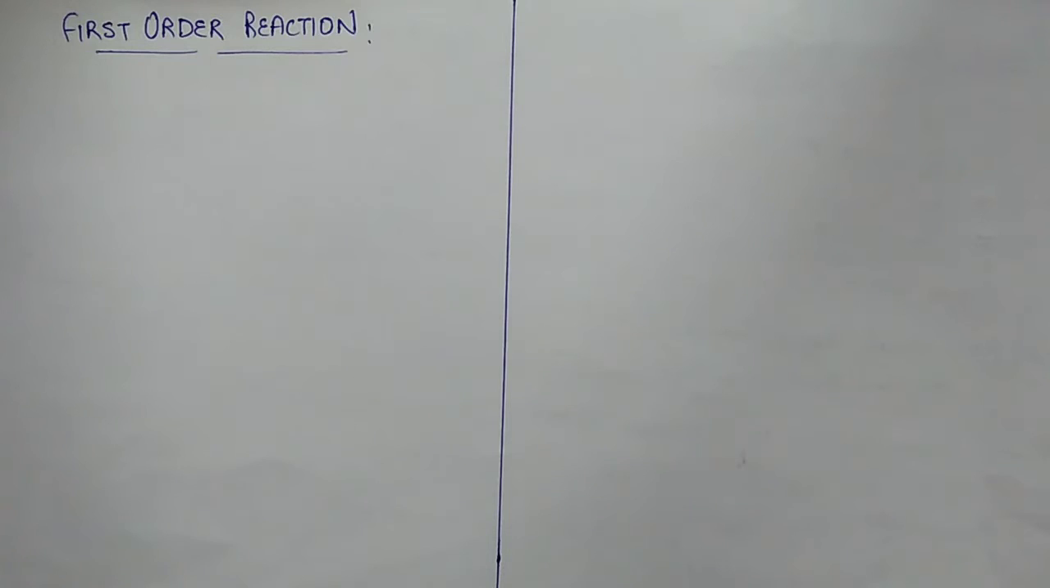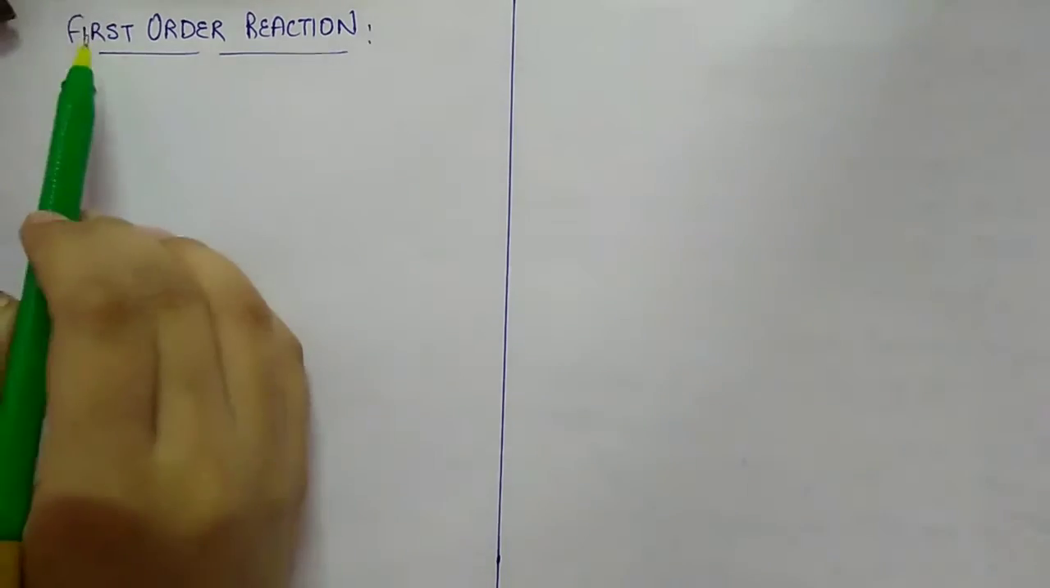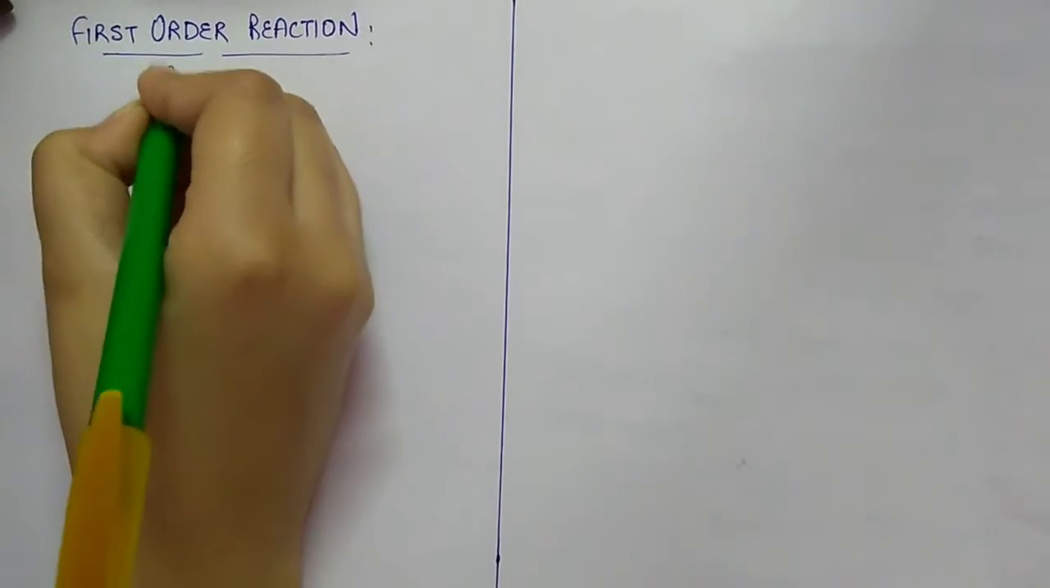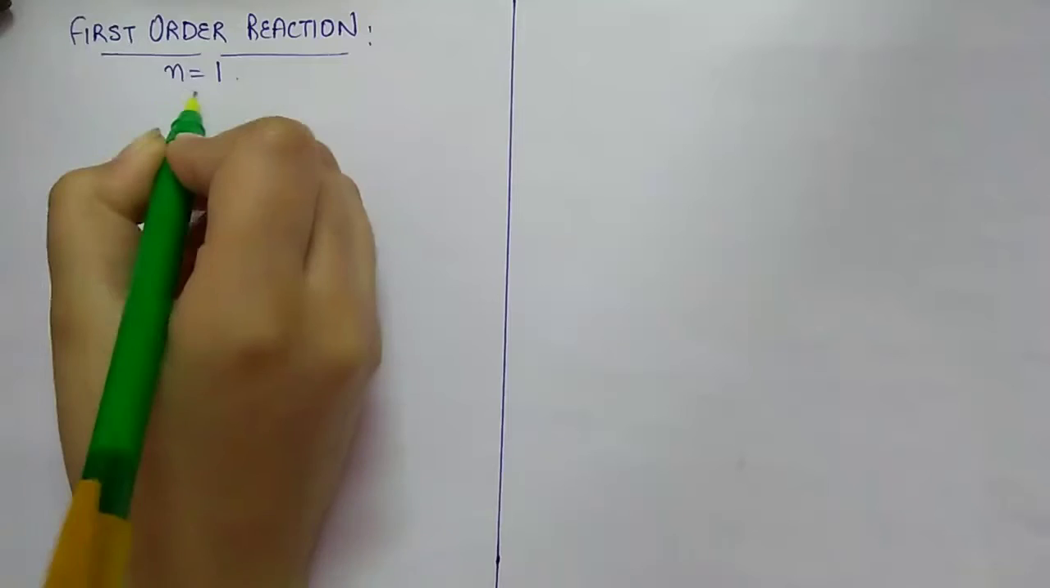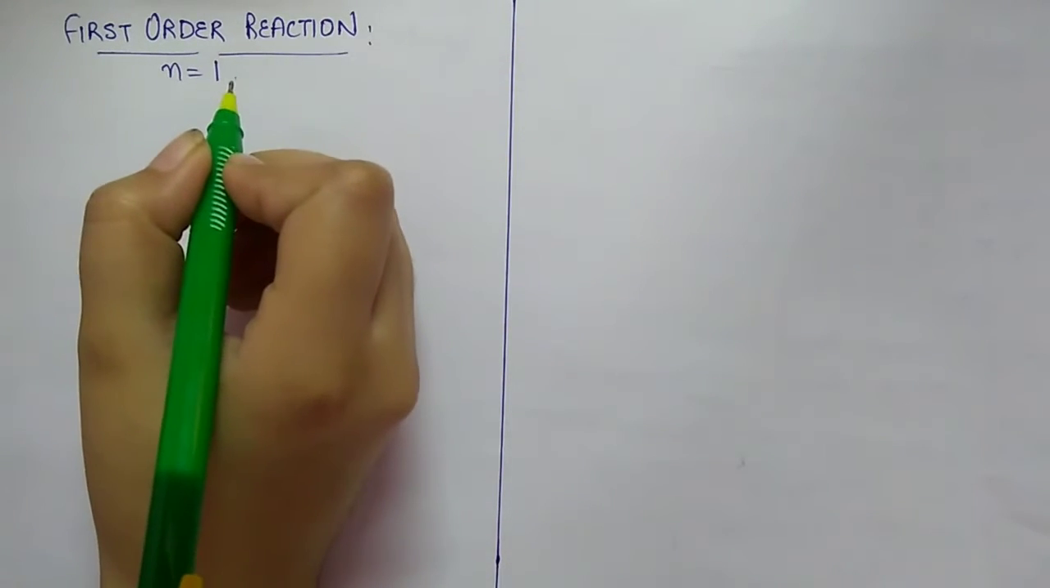So in my last video I discussed the zero order reaction. We found the integrated rate law for the zero order reaction and also discussed some examples. In this video I will discuss the first order reaction. In a first order reaction, the value of n is equal to 1, where n is the total order of the reaction.